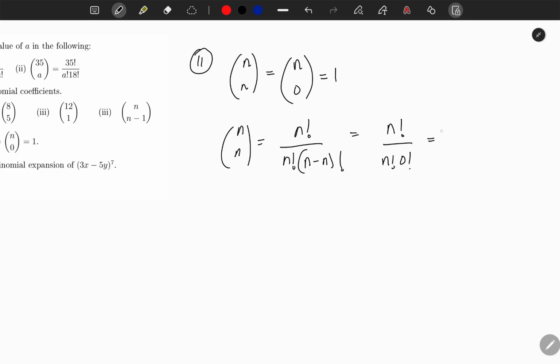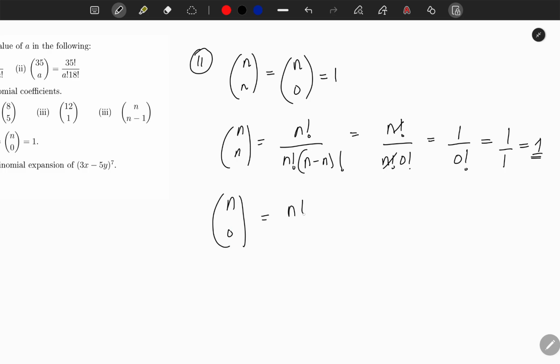Okay. So this one is gone. So we have got 1 over 0 factorial. What is 0 factorial? 0 factorial is just 1. And the answer is 1. It's done. You've shown it. But you also have to show that nC0 is also equal to 1.